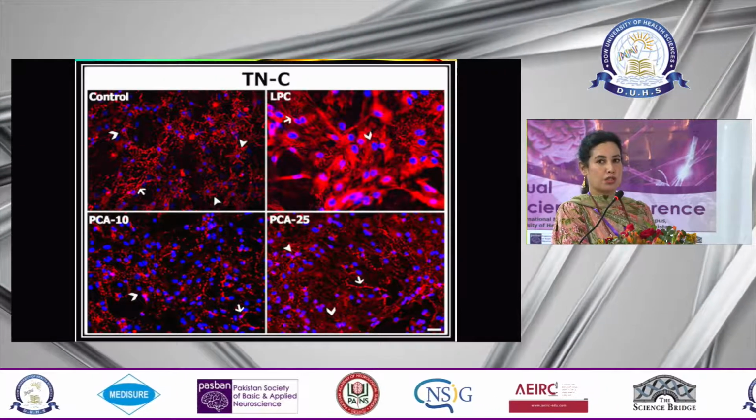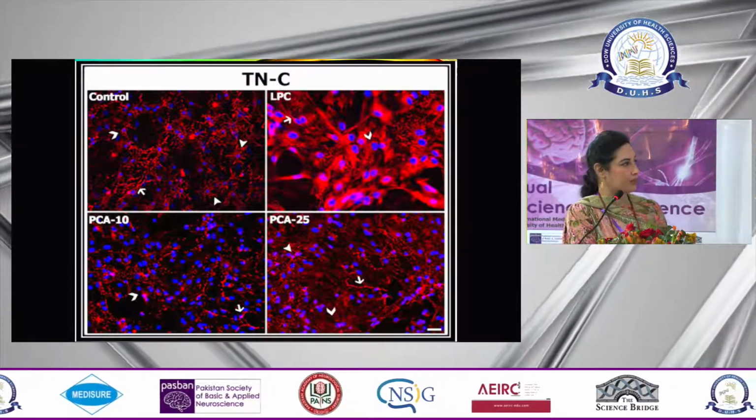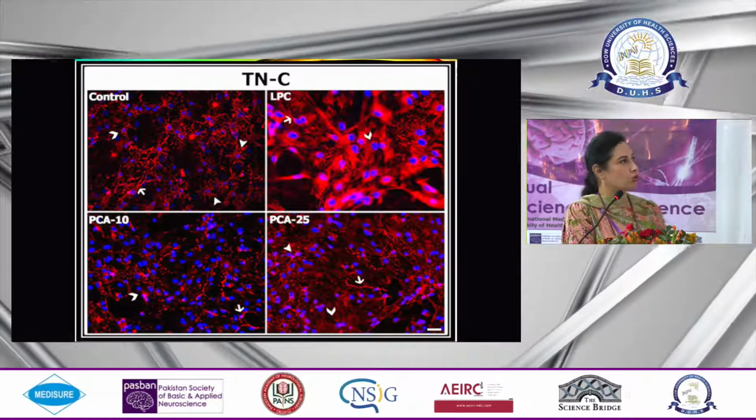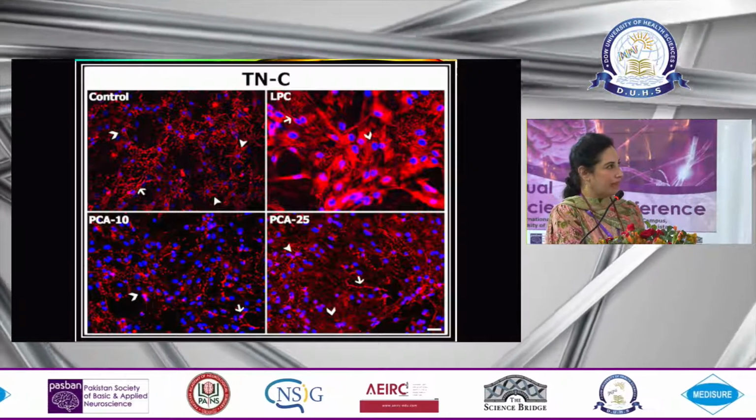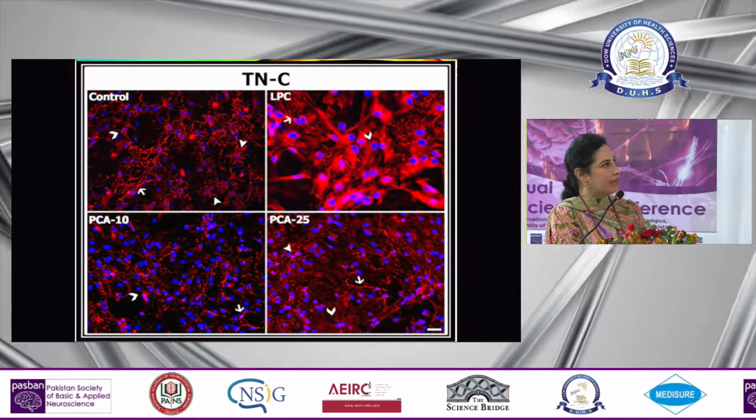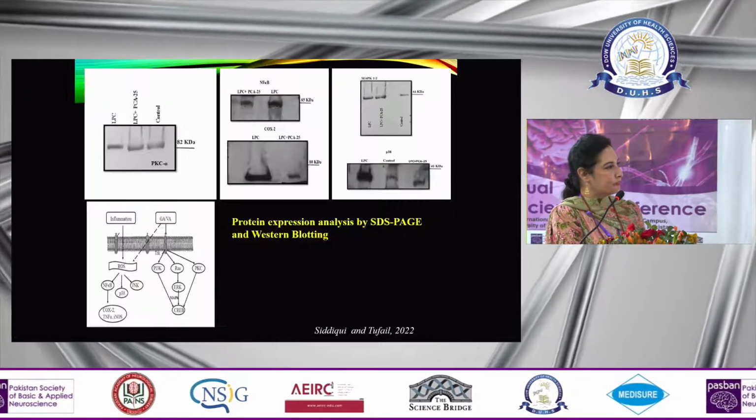Tenascin-C, which is an important extracellular matrix molecule, also shows the same reduced expression in the presence of protocatechuic acid, when you compare it with the LPC treated cells.